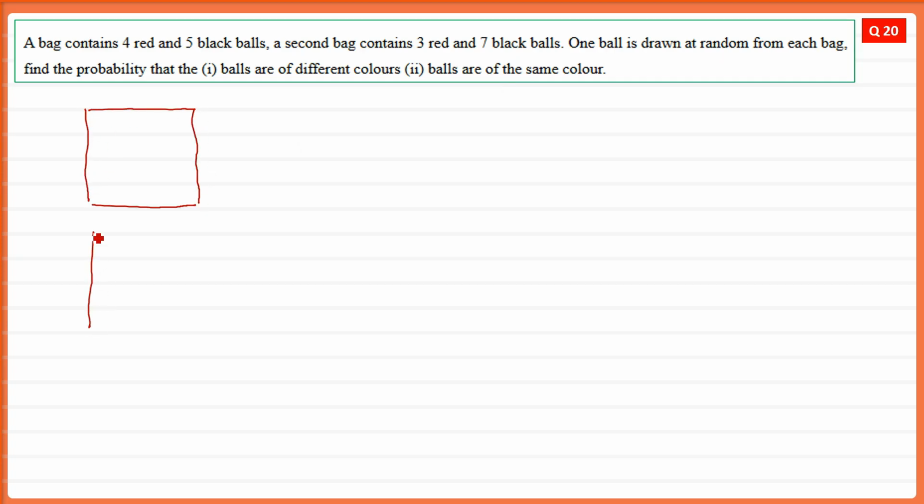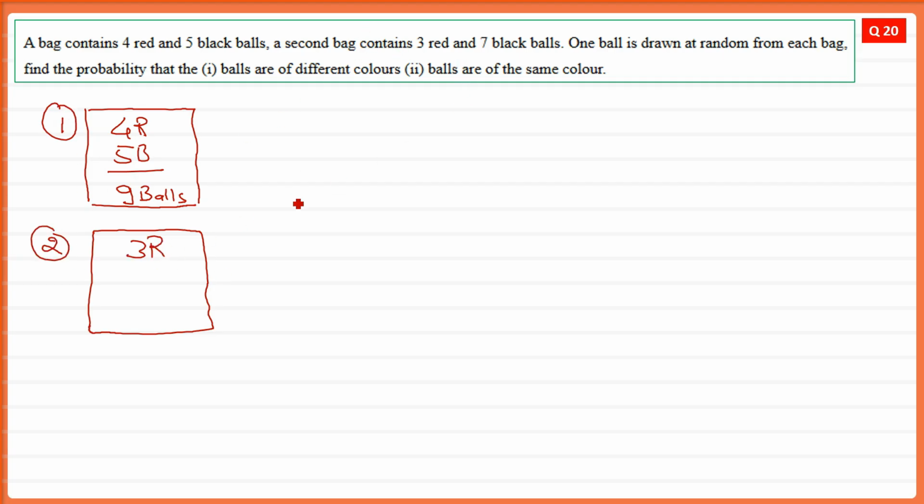So we have 2 bags here. The first bag contains 4 red and 5 black balls, so in all there are 9 balls in the first bag. Coming to the second bag, let's name them 1 and 2. The second has 3 red and 7 black balls, so in all there are 10 balls in the second bag. Let me write it here, 10 balls in all.